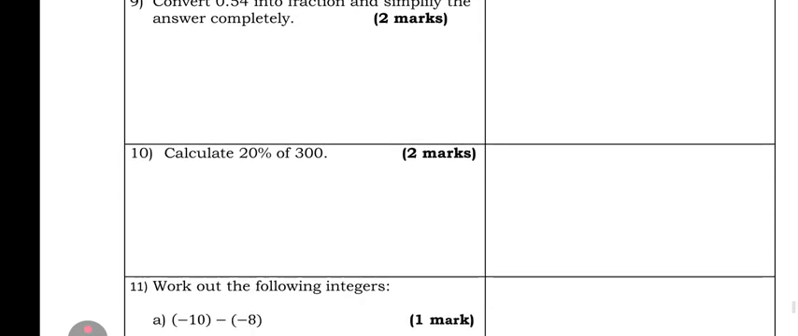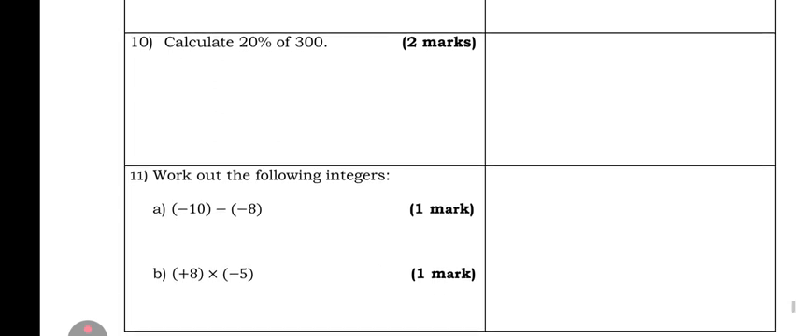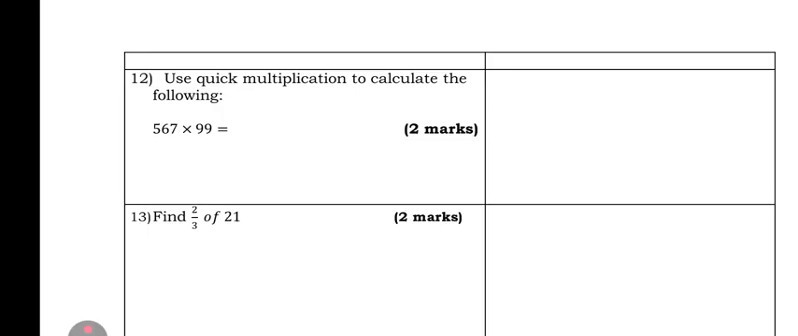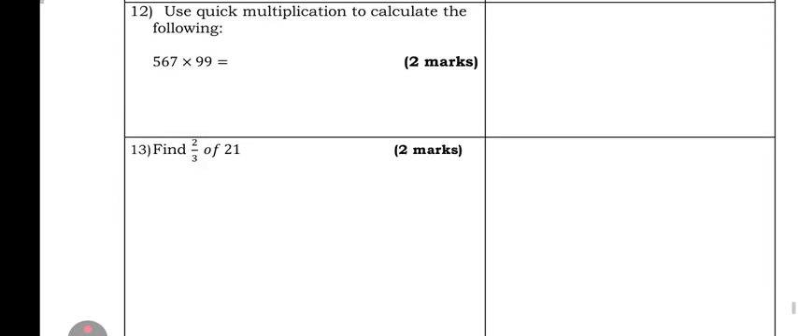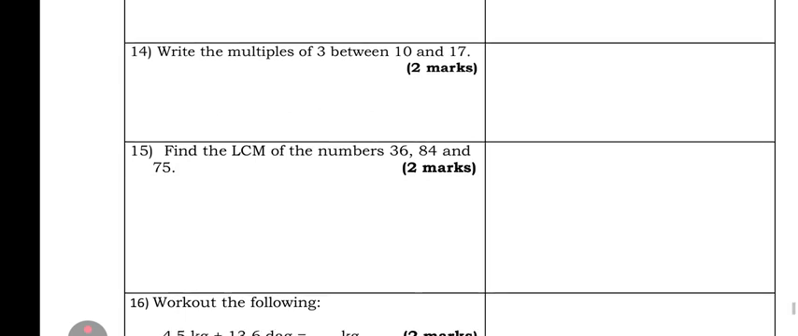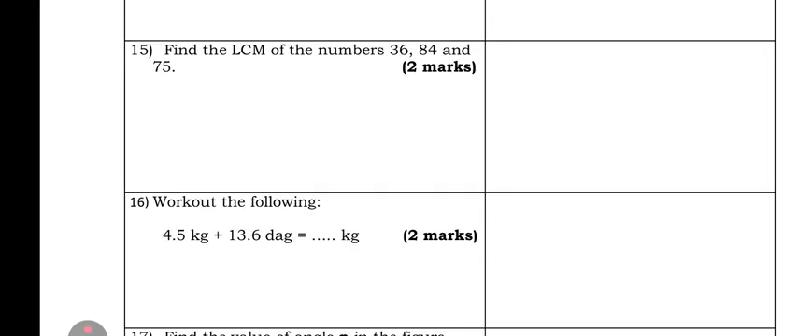Very easy questions. So as students go through like this, read the questions and see what's being asked before answering. This is all about integers. Use quick multiplication to calculate the following questions. Very easy. Finding 2 over 3 of 21: you simplify 21 by 3 to become 7, then multiply by 2 to get 14. Write the multiples of 3 between 10 and 17. The LCM of 36, 84 and 75. Work out 4.5 kilogram plus 13.6 decagram.